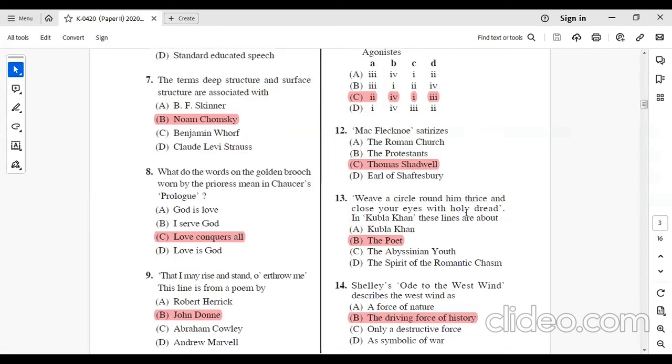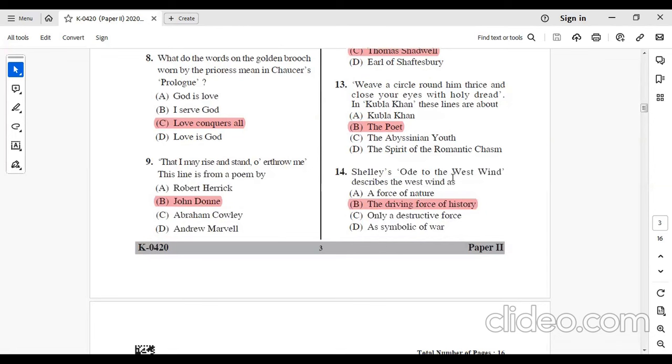Now, question number 13. Weave a circle around him thrice and close your eyes with holy dread. So these lines are from Kubla Khan by S.T. Coleridge. And these lines are about the poet himself, S.T. Coleridge. Now, next is here. Shelley's Ode to the West Wind describes the West Wind as the driving force of history. In P.B. Shelley's famous poem, Ode to the West Wind, the West Wind refers to the driving force of history.